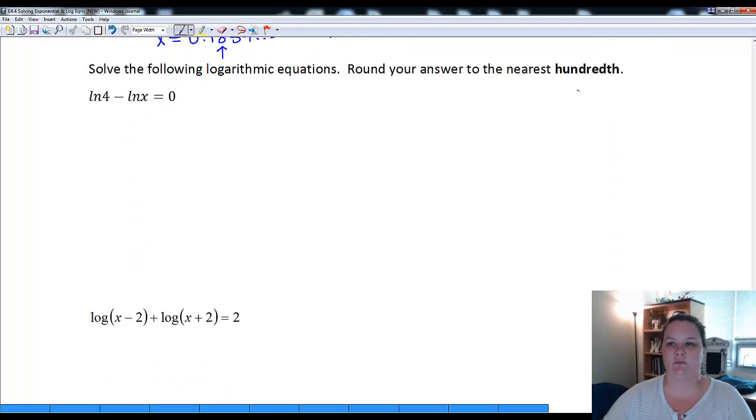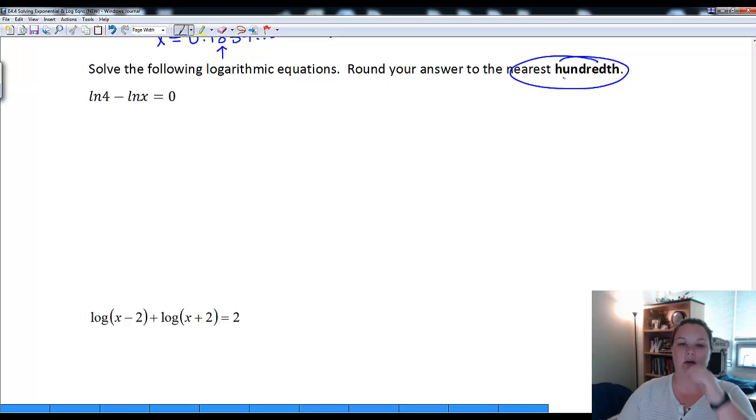Again, notice here it's saying round our answers to the nearest hundredth. On MyMathLab, make sure you pay attention. It might say to the nearest whole number, to the nearest 4 decimal places. Okay, for our notes, we're just going to do the hundredth.